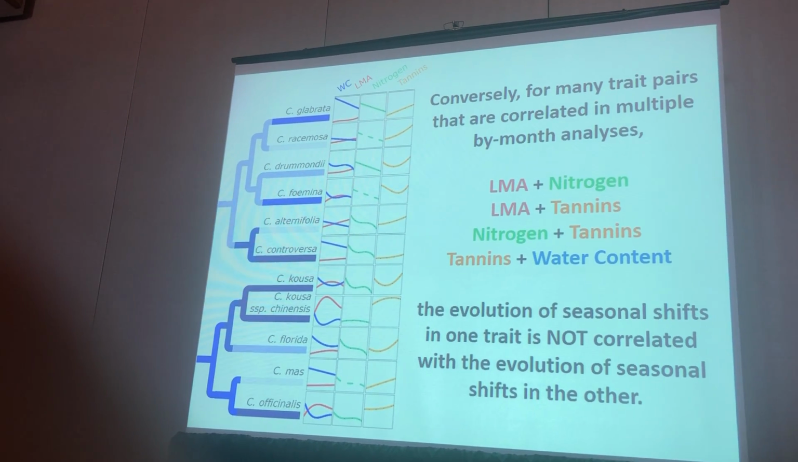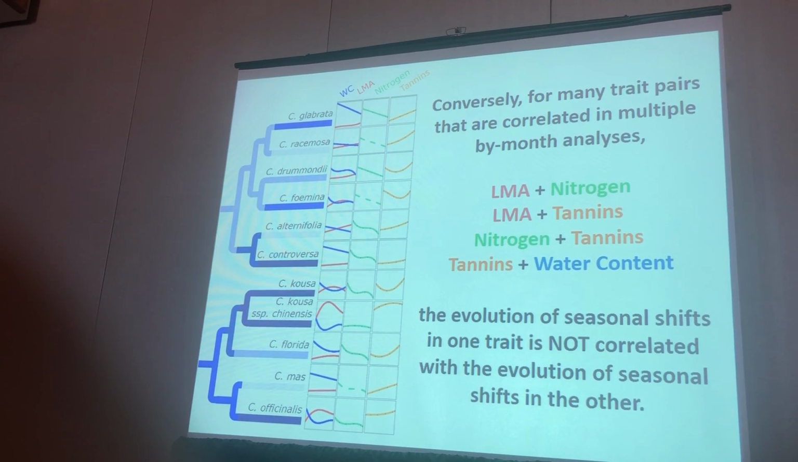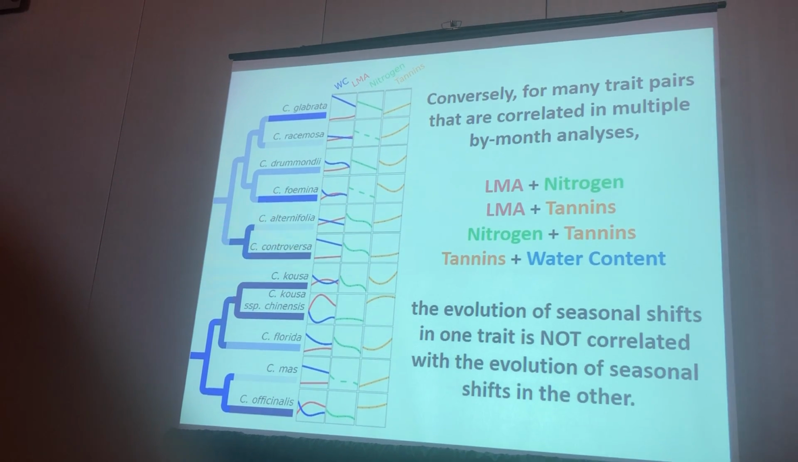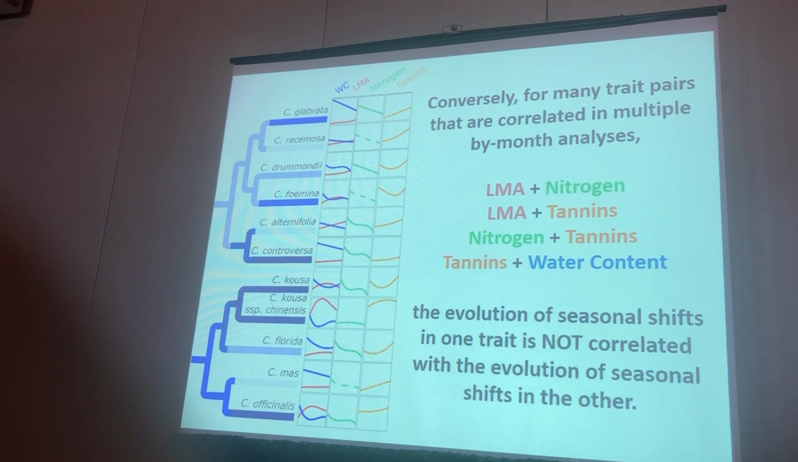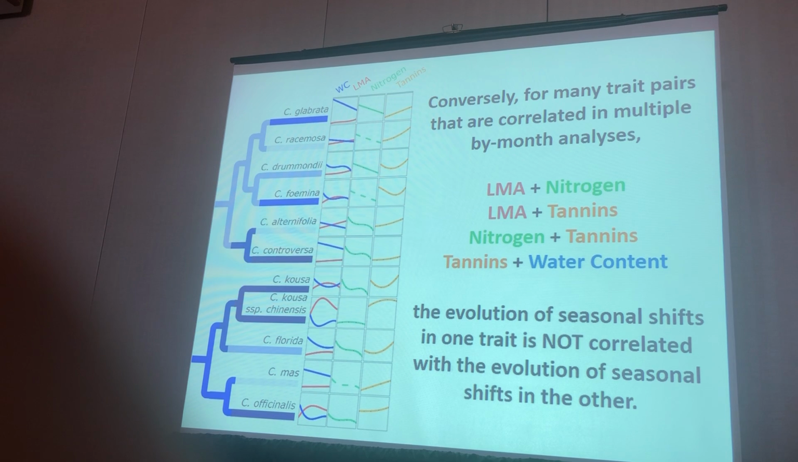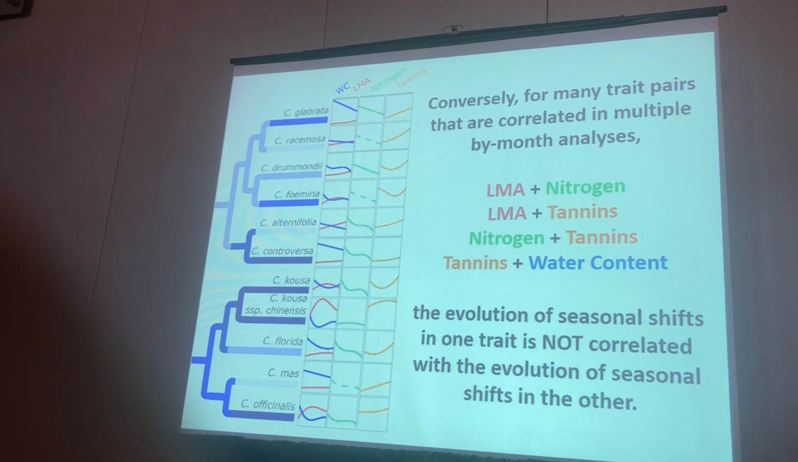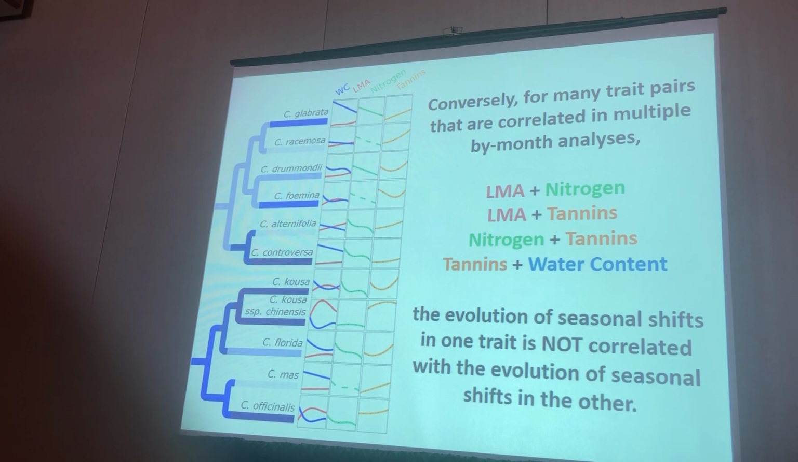Other traits, though, that might have been very significantly correlated in our by-month analyses, they are not correlated when we're looking at this scale. So the evolution of seasonal shifts in one trait is not correlated with the evolution of seasonal shifts in the other trait, like LMA and nitrogen or LMA and tannins, etc.